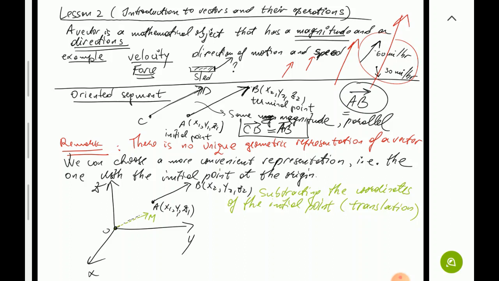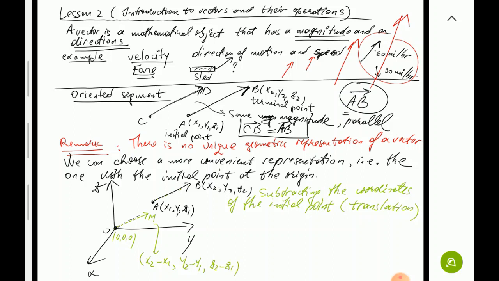So, you do that for all the points in the vector, including the terminal point. So that means, while the origin, of course, now is 0, 0, 0, M now becomes x2 minus x1, y2 minus y1, z2 minus z1. We're going to go over some examples in a moment.